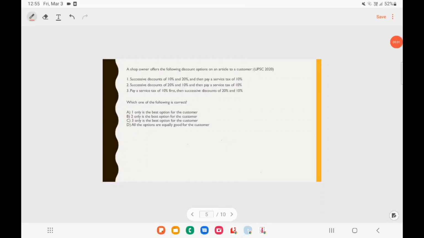So now let us look into a different question. This is also from UPSC 2020. Actually you can solve this question very easily using an idea or a trick that I will tell you later. First let us see how we can solve it in the normal way.